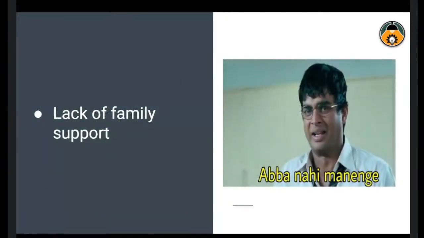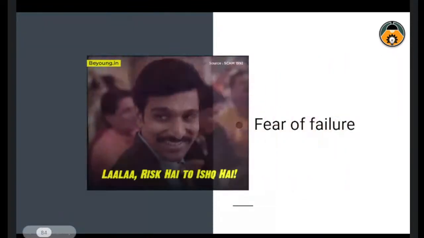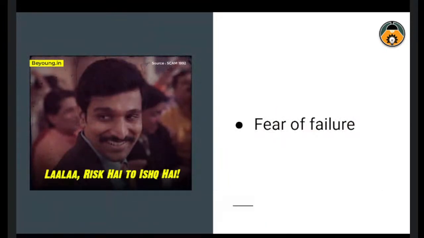Lack of family support, or "abba nahi manenge" type. "Arre government job hi karna hai ya 9-to-5 job hi karna hai. Startup is very risky." Next. Fear of failure. So guys, listen carefully. Fear kills more dreams than failure ever will. Fear kills more dreams than failure ever will. "To lala risk hai to ishq hai."